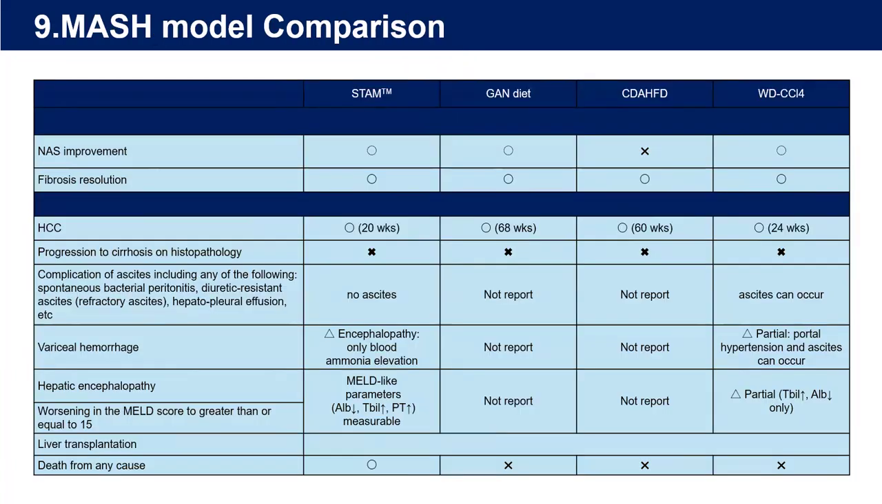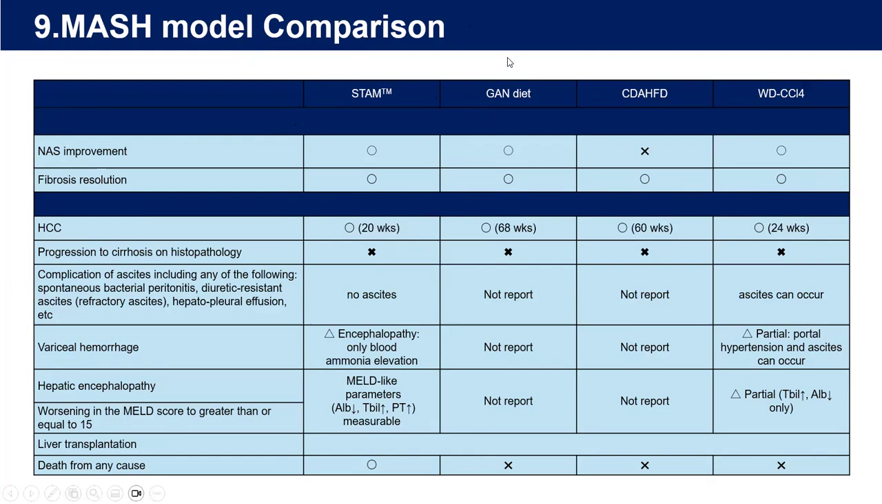Okay, so this slide provides a summary of the evaluable parameters for 4 representative models. First is the STAM model. With the STAM model, it's possible to evaluate both improvements in NAFLD activity score and fibrosis. It can detect the onset of HCC at approximately 20 weeks. It also allows for evaluations closely related to clinical outcomes, such as MELD-related indicators and survival. A key feature of this model is its ability to evaluate disease progression as a continuous process.